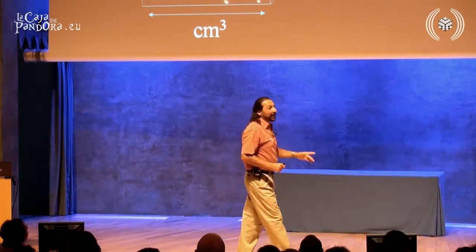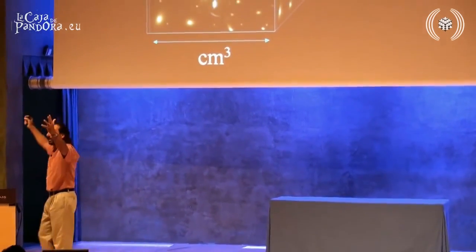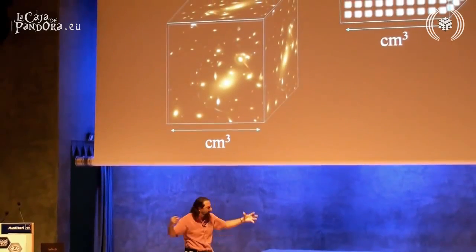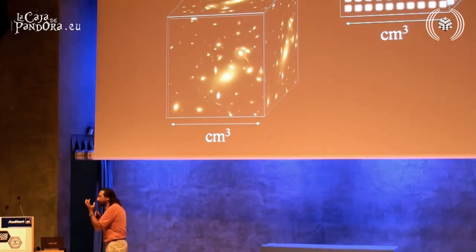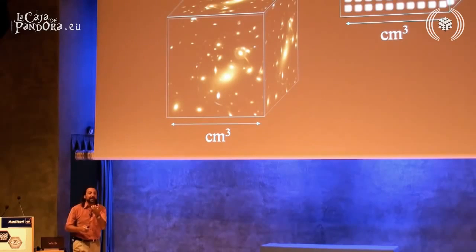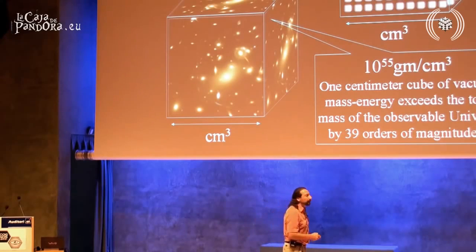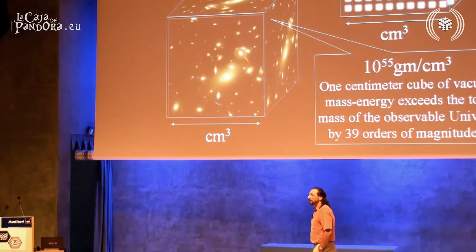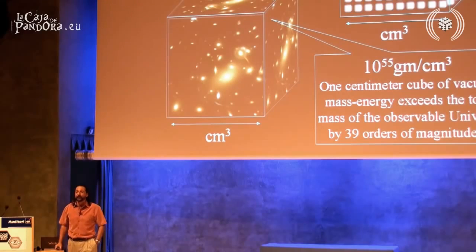Let me give you an example. If you took a centimeter cube of space and took all of the stars in the universe, every single atom we see out there, and you squish them all into a centimeter cube of space with this huge trash compactor, you know. Imagine how dense that would be. All the universe in a centimeter cube of space. What would be that density? The density would be 10 to the 55th grams per centimeter cube. You would still be 39 orders of magnitude off, less than the density of the vacuum, with the whole universe in a centimeter cube of space.